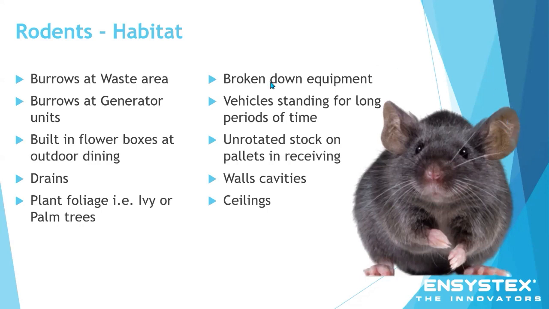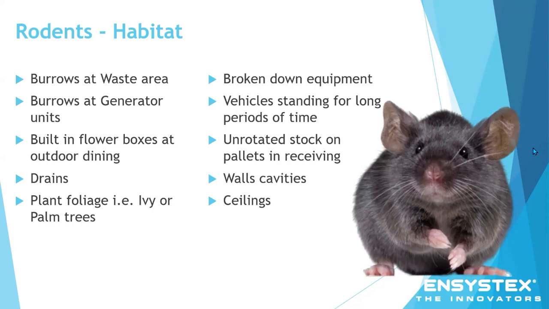Okay, so we'll find them in burrows at waste areas. When we do our inspection, we'll find them at burrows, generator units, usually undisturbed for long periods of time. Built-in flower boxes, specifically by dining areas. You spoke about the guys chucking their chicken bones there. Drains, plant foliage. They love ivy because of the ground cover. They don't get disturbed. Like nobody can see them.